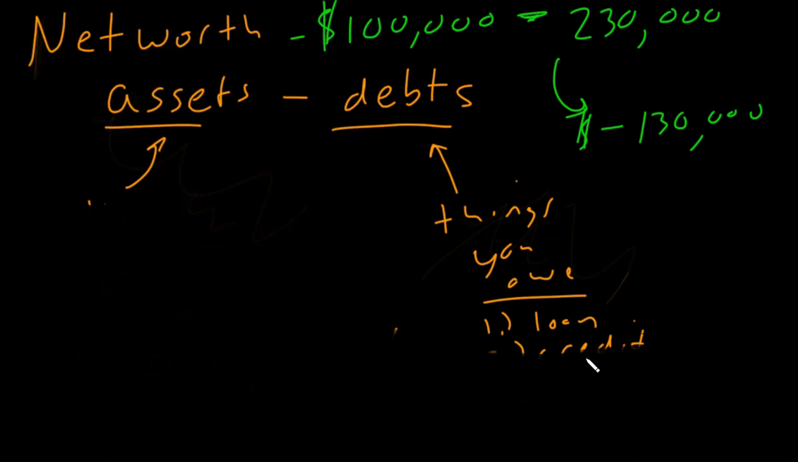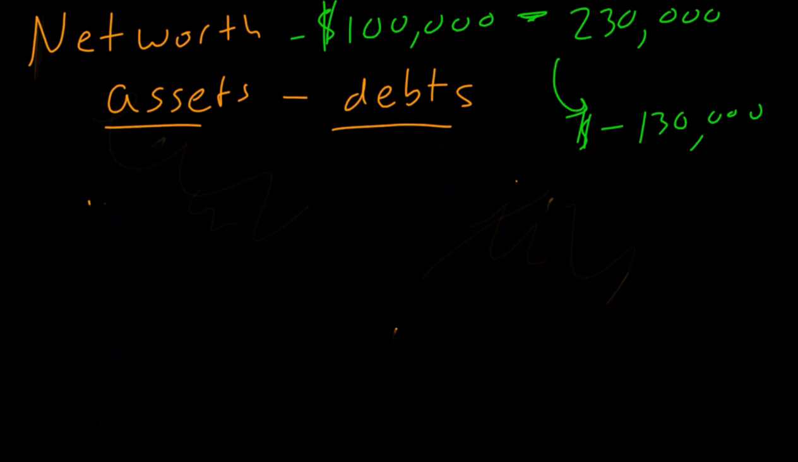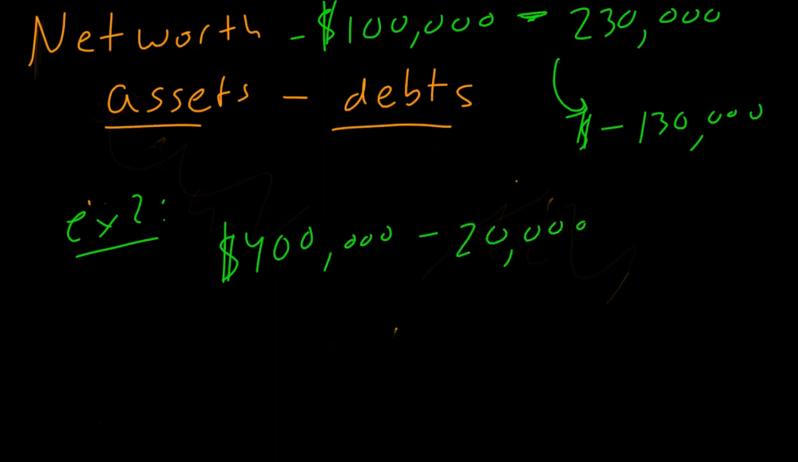Okay, let's go ahead and look at another example. Just another easy, nice example. Let's say, here's example 2. Let's say you own $400,000 worth of assets minus, and you only have $20,000 in debt. Well, check it out. Then you now have a net worth of $380,000, and now you are positive. Okay, so net worth is the amount of assets you have minus your debts.